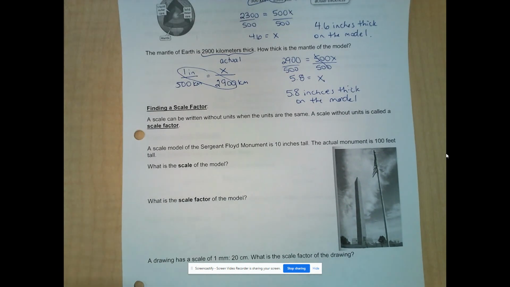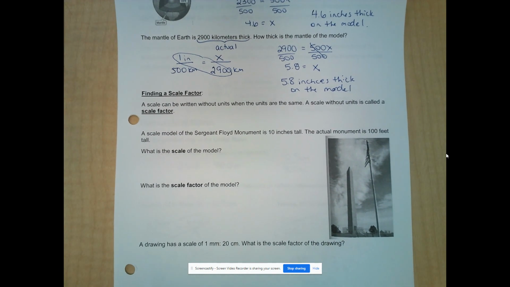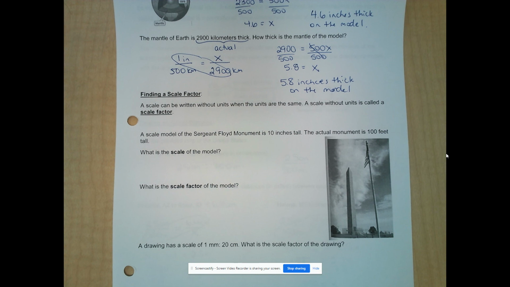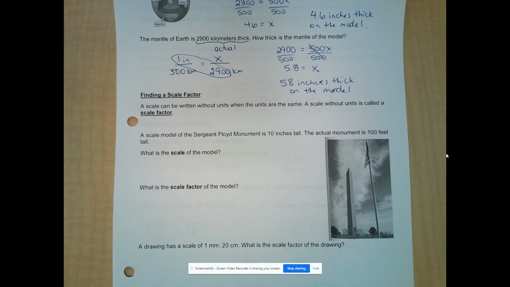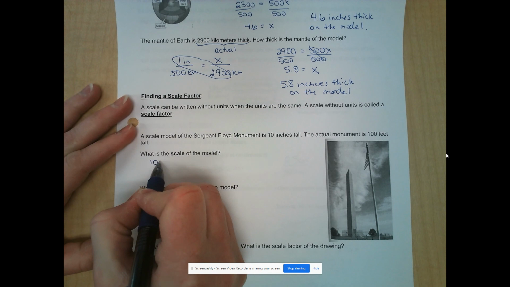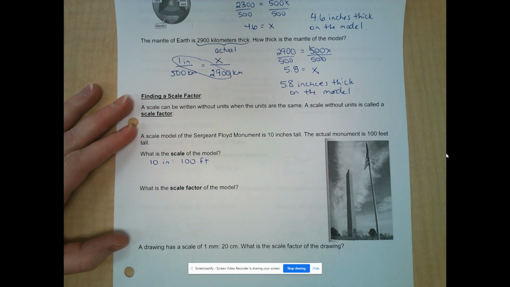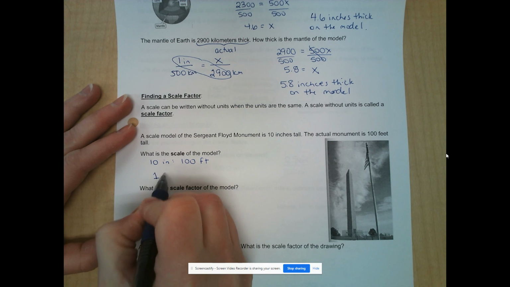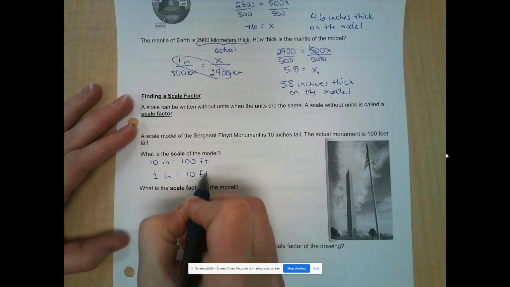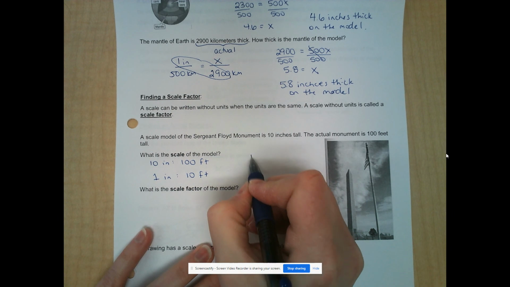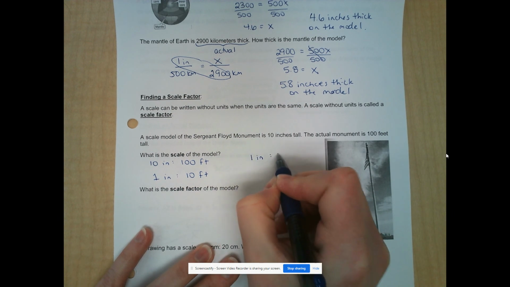Finding a scale factor. A scale factor can be written without units when the units are the same. A scale without units is called a scale factor. A scale model of the Sergeant Floyd Monument is 10 inches tall. The actual monument is 100 feet. So for every 10 inches, it's worth 100 feet. You could also say that every 1 inch is worth 10 feet, like putting it in lowest terms. Another way to write that would be every 1 inch is 10 feet.